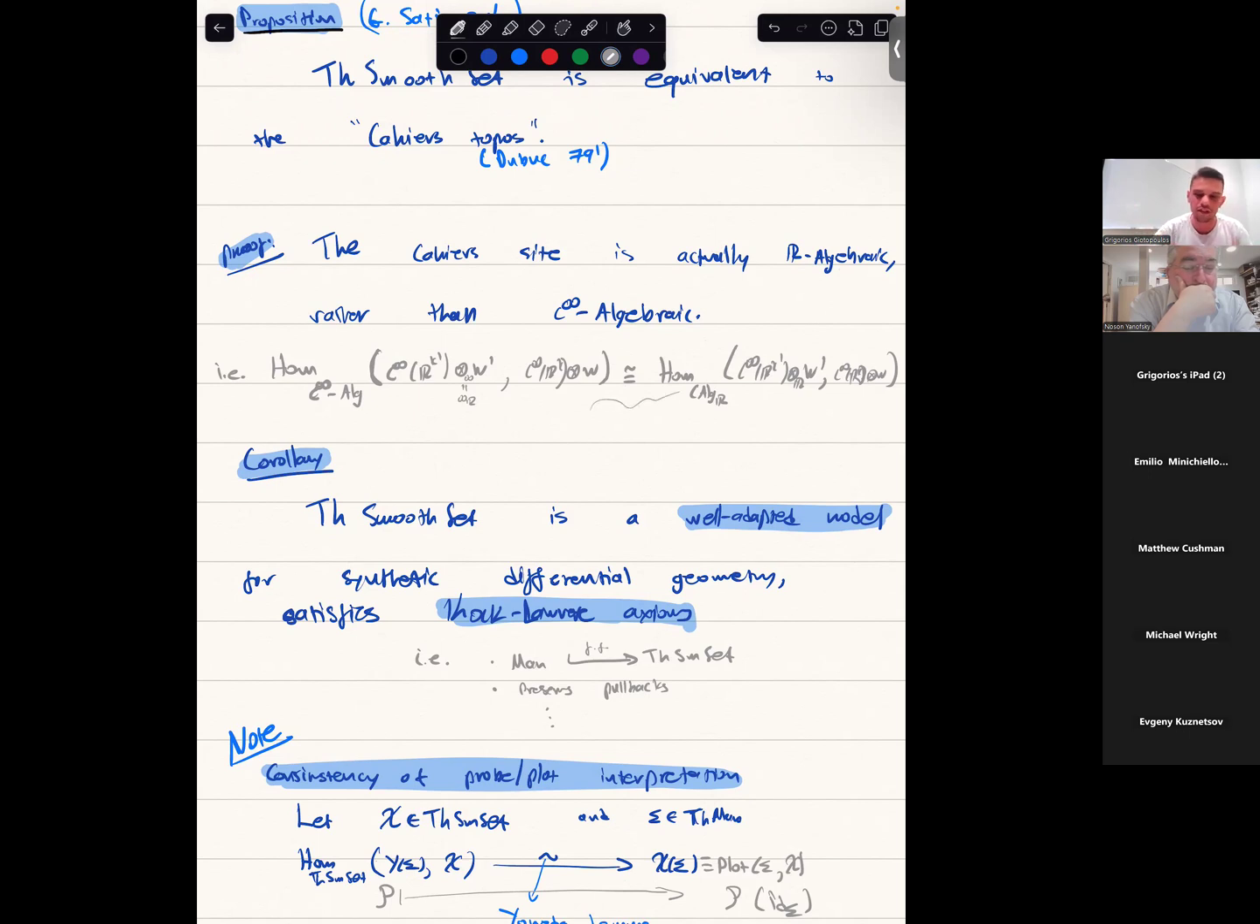I don't know if it's a coincidence or not, but it makes things simpler. At least someone can go into the subject without learning about C-infinity algebras. It seems right, for most things, let's say.